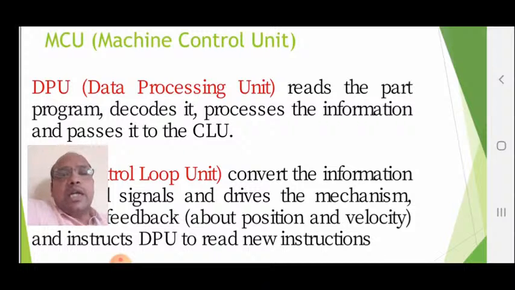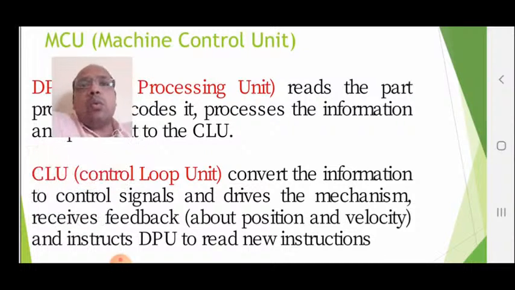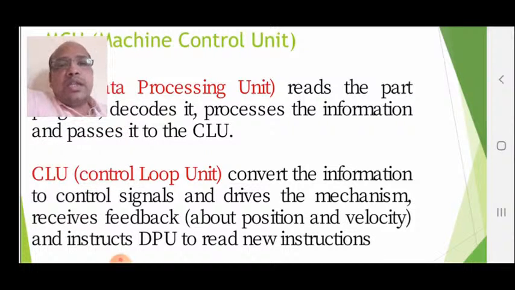Once again I read, the data processing unit reads a part program, it decodes the part program, means it releases instructions given in the part program, then it processes the information which is given in the part program, then it passes the information to the CLU. Now what is this CLU? CLU is the control loop unit.